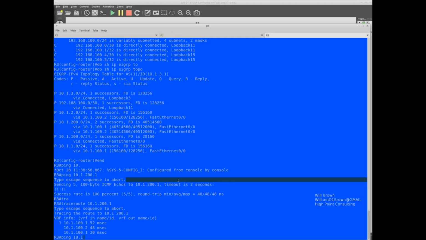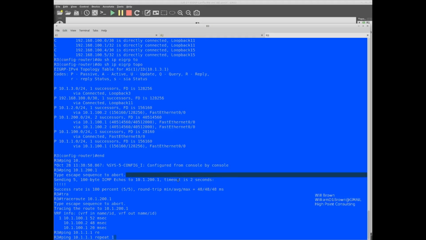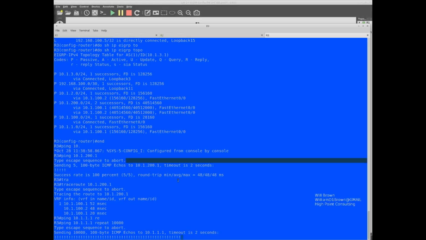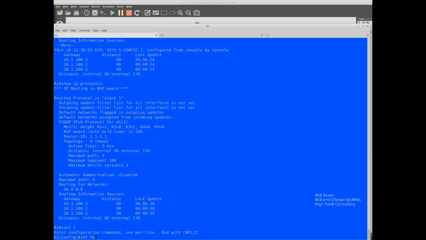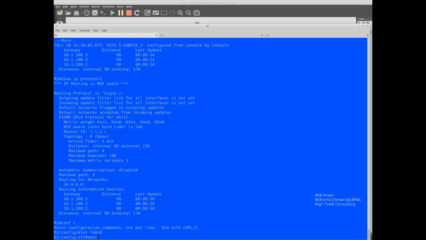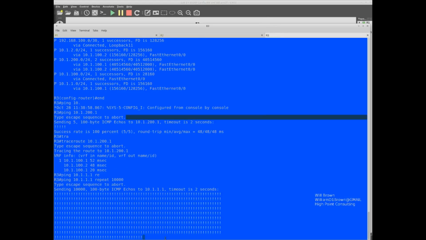So what we're going to do is ping 10.1, repeat 10,000 times. Then we're going to jump over to router 1 and shut down that FastEthernet interface, FA0/0, shut, and go back to router 3, and we see there's one packet lost, 2, 3, 4, 5. It's going to take a moment here, but it will cut over to using the other path.